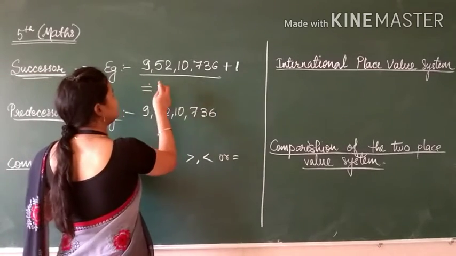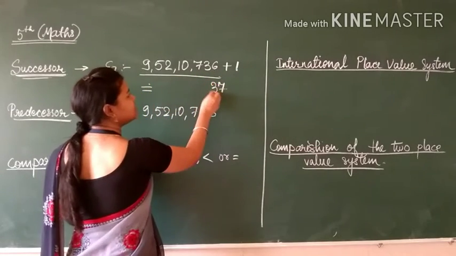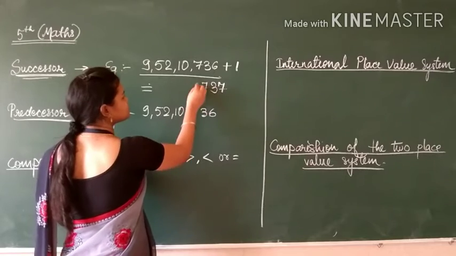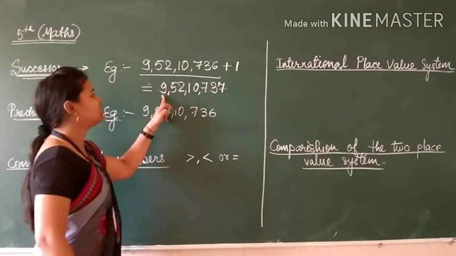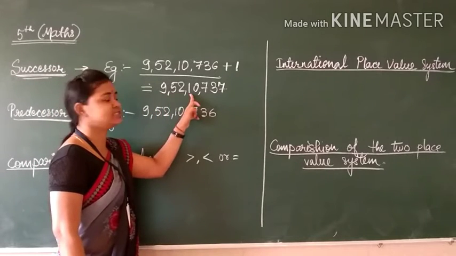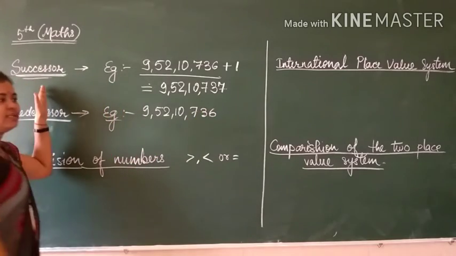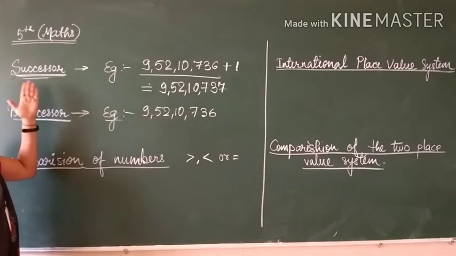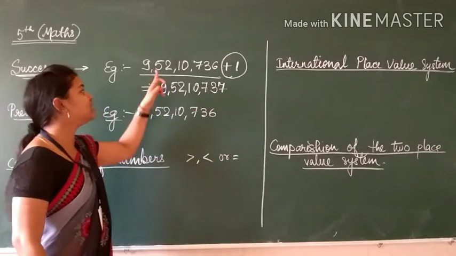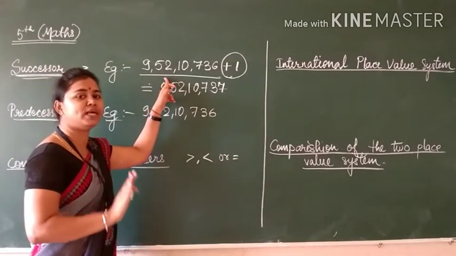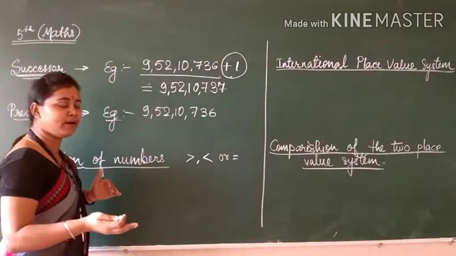The answer will be 6 plus 1, that is 7, and the rest of the number will be the same: 0, 1, 2, 5 and 9. So the answer is 9 crore 52 lakhs 10,737. Now you are able to understand that the successor of any number is just plus 1 of the given number. Just plus 1, meaning the next number, will be the successor of the given number.